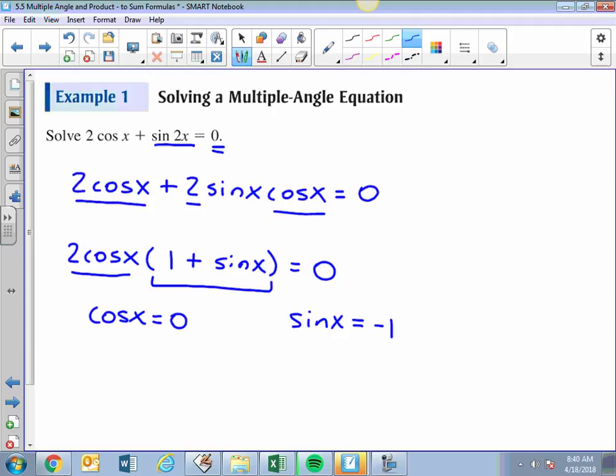So if I look at cosine x equals 0, it will equal 0 at 2 different positions. It will equal 0 at pi over 2. Of course, we do have to put plus 2n pi. It will also equal 0 at 3 pi over 2 plus 2n pi. Now, of course, this one goes 2 pi around. You can look for solutions in that.